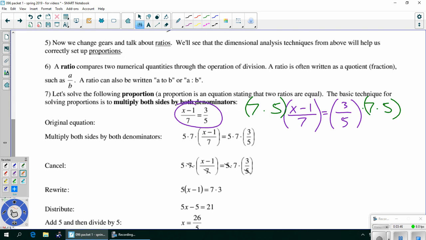On the left-hand side, what cancels? Well, there's a 7 on top and a 7 on the bottom, and they go away. And on the right-hand side, 5 on top, 5 on the bottom, and they go away. And so all that we're left with is 5 times (x minus 1), still in parentheses, and then 3 times 7. And that problem is great because it has no fractions left in it. So we got rid of the fractions by multiplying both sides by both denominators.